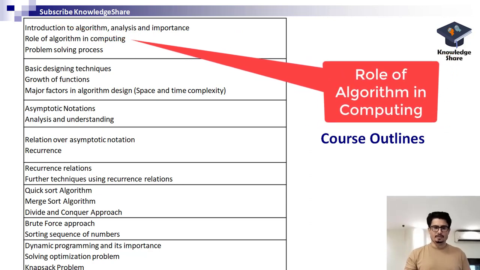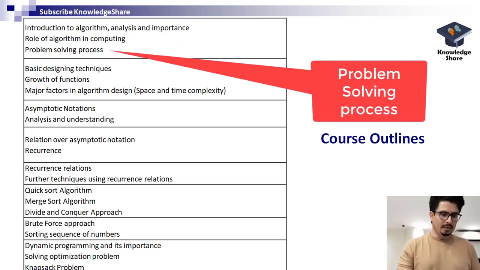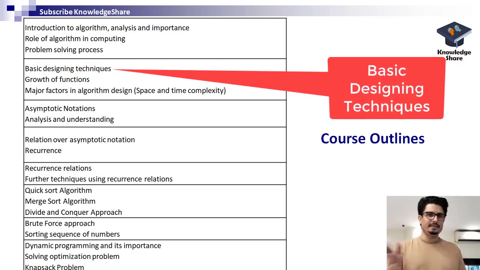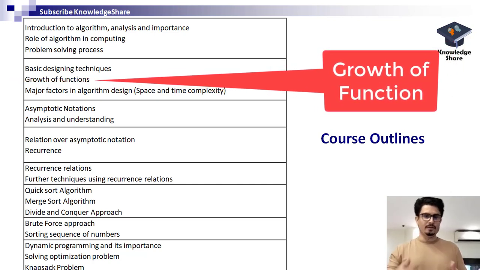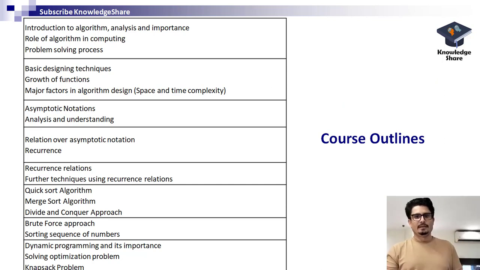Second, we will have to study the role of algorithm in computing and problem solving processes. Basic designing techniques. What are the basic designing techniques? So we'll have to study that. Growth of functions. Actually, this is the course outline of the whole course, like the design and analysis of algorithm for the bachelor students. Growth of function means how the functions are growing. Function means the algorithm. Actually, the formulas, we are giving input, and they are trying to process that input and give you some output. So growth of function we'll have to study in detail.